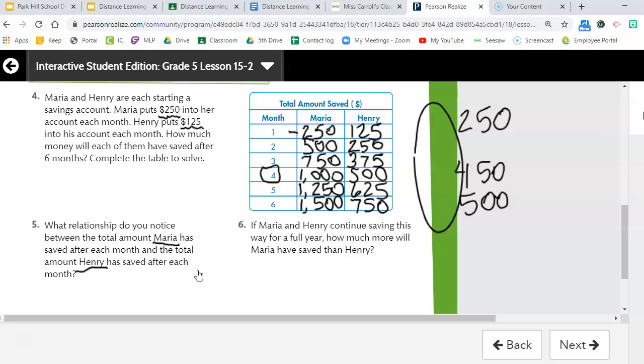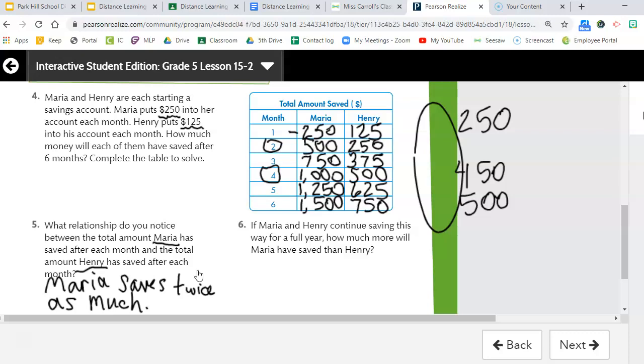If you look at this one, 250 is half of 500, okay? So Henry has half as much saved as Maria, okay? Or you can say Maria has saved twice as much as Henry. So Maria saves twice as much.